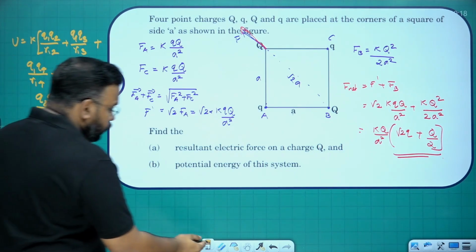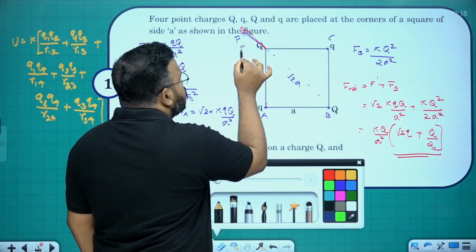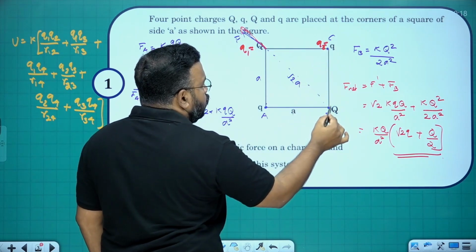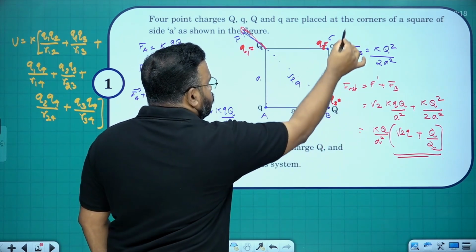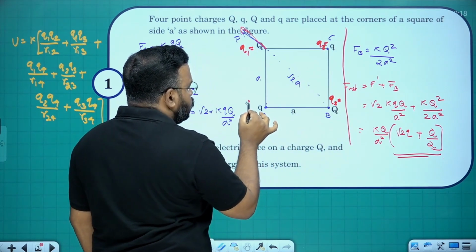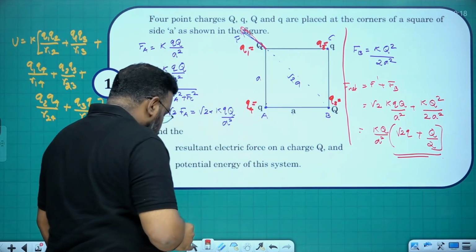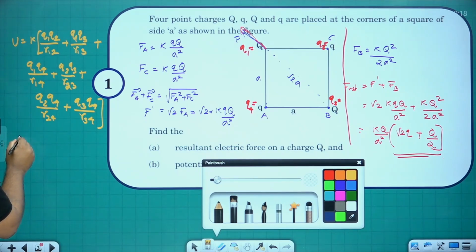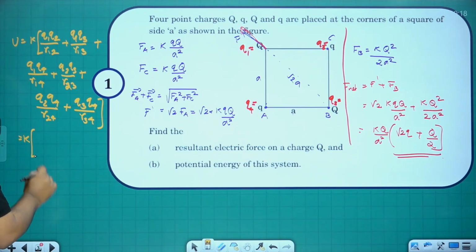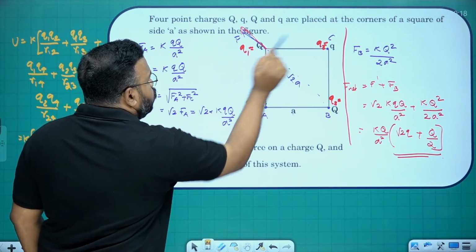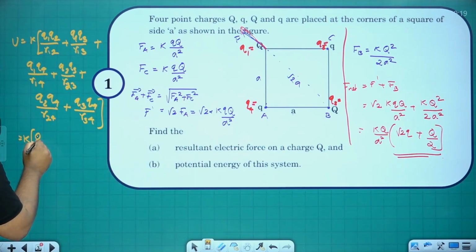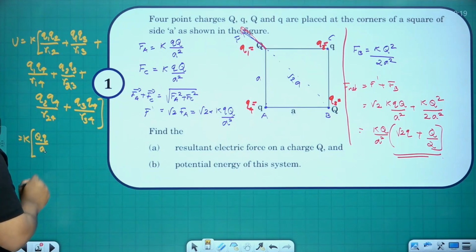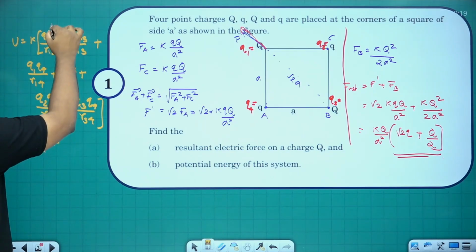So now we can just name these charges. I am going to take this as Q1, this is Q2, this is Q3, and this is Q4. Now let's substitute here. Check. K into Q1 Q2. Q1 is capital Q, Q2 is small q. So Qq, by what is the distance between those two? It's A. So the first term is okay.